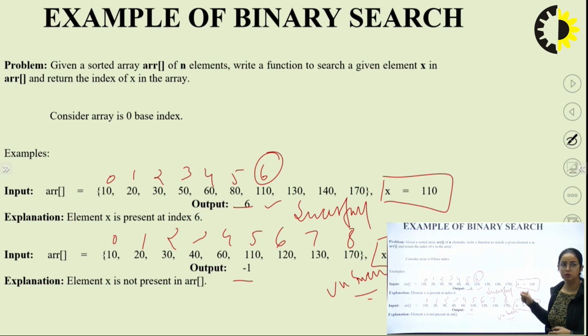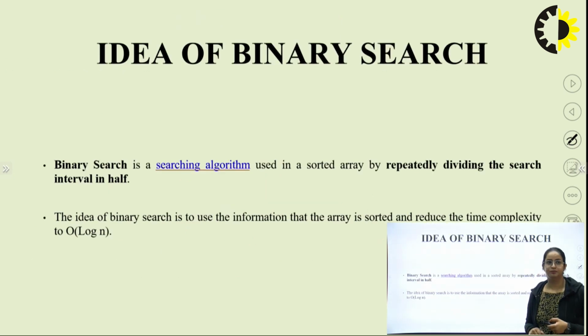So these are the two cases we are getting in binary search, or in any search. First, when we get the element, then we say the search is successful. If we are not getting that element, then we say the search is unsuccessful. Okay, so I think the idea about binary search, all of you know what binary search is.